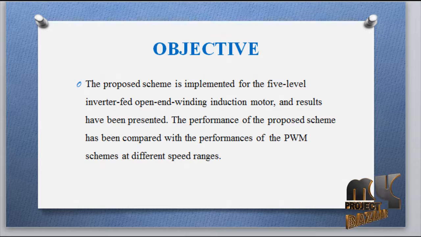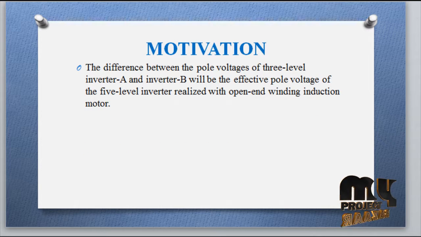Objective: the proposed scheme is implemented for a 5 level inverter fed open end winding induction motor and results have been presented. The performance of the proposed scheme is compared with the performance of the pulse width modulation scheme at different speed ranges. Motivation: the difference between the pole voltage of 3 level inverter A and B is the effective pole voltage. It's a 5 level inverter realized with an open end winding induction motor.